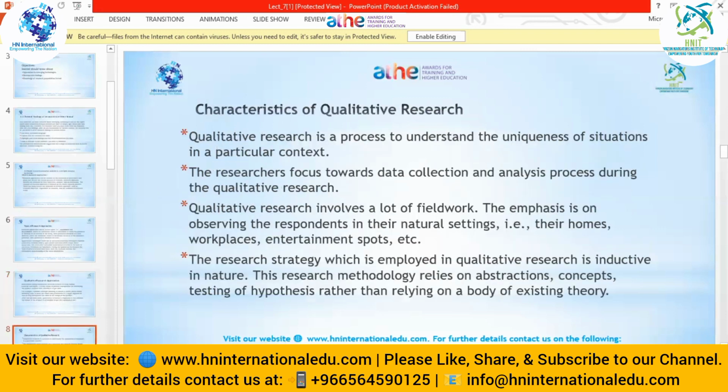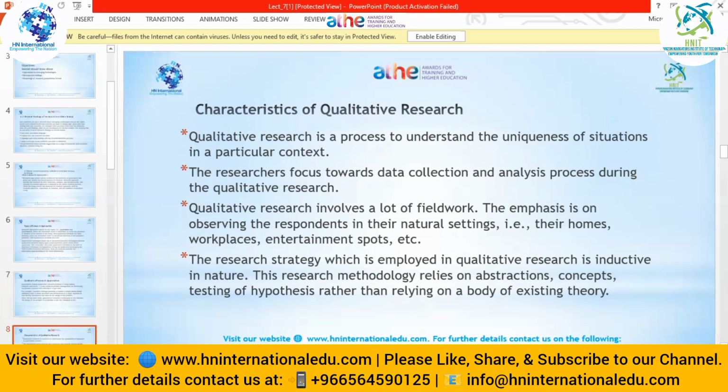Characteristics of qualitative research. What are the characteristics? It is a process to understand the uniqueness of situations in a particular context, that how that thing is unique from others in some particular situation. The researchers focus towards data collection and analysis process during the qualitative research, that how data can be collected, how we analyze it, or how we have worked on that process.